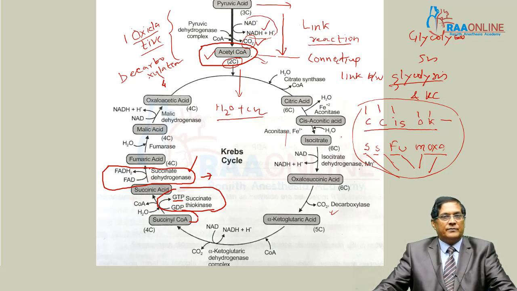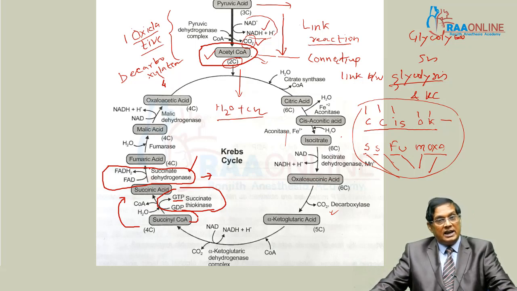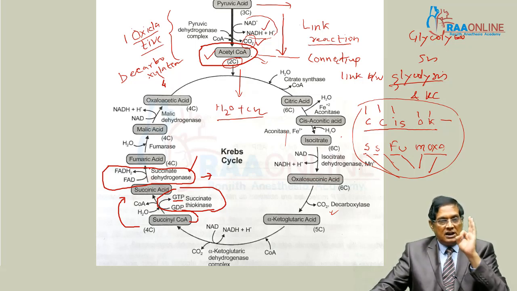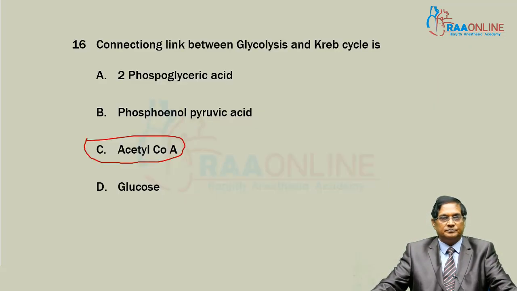And the product is different. In glycolysis, it was ATP, whereas in the Krebs cycle, it is GTP, that is guanosine triphosphate. So substrate phosphorylation takes place in between succinyl coenzyme A to succinic acid. It is better to learn this process line by line, again and again. You will be able to attempt a number of questions related to the Krebs cycle.